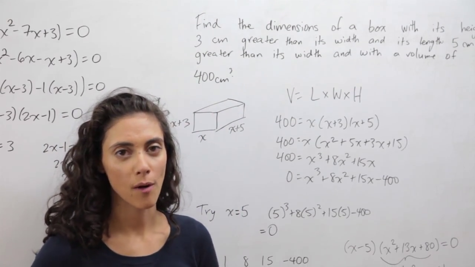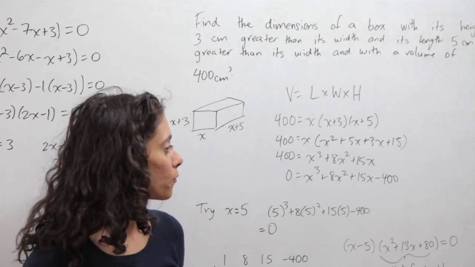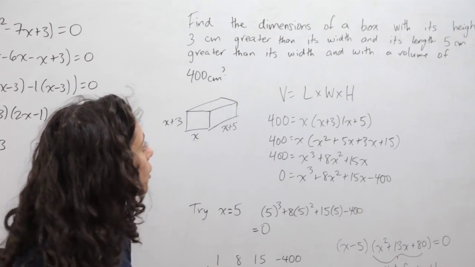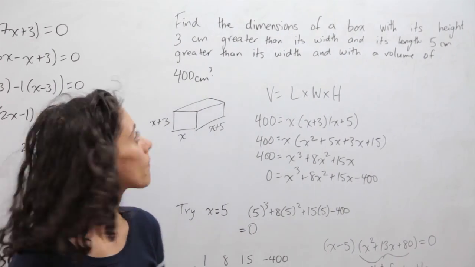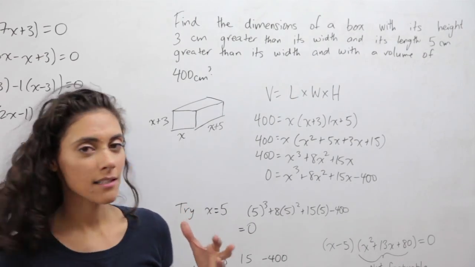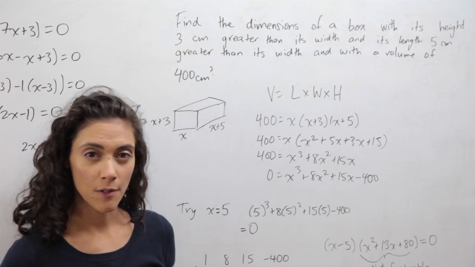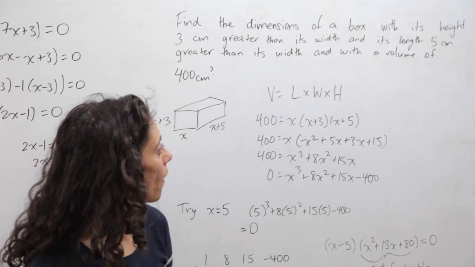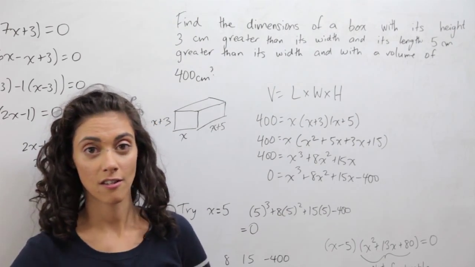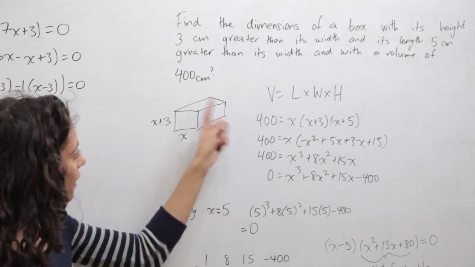So let's try a word problem where we end up with a polynomial to solve that is degree 3. Say you want to construct a box such that its height is 3 centimeters greater than its width, and its length is 5 centimeters greater than its width, and you want the box to have a volume of 400 centimeters cubed.